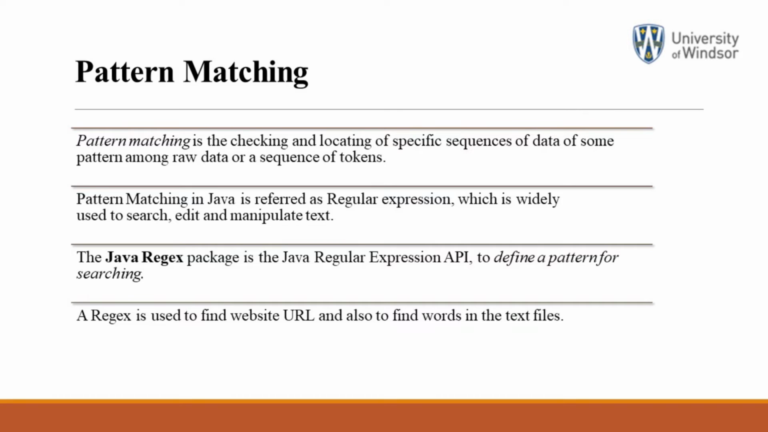Now I will talk about pattern matching. Pattern matching is used to check or locate a specific sequence of data or some pattern among raw data or a sequence of tokens. A pattern can be a simple character, a string, or a complex expression. Java pattern matching, also known as Java regular expression, is widely used to search, edit, or manipulate text. The Java regex package is the Java regular expression API to define a pattern for search. In our program, a regex is used to find a website URL or suggest similar words from the text file.